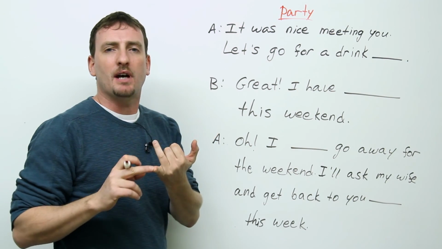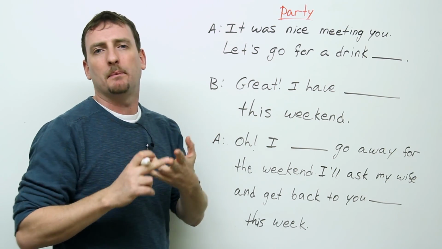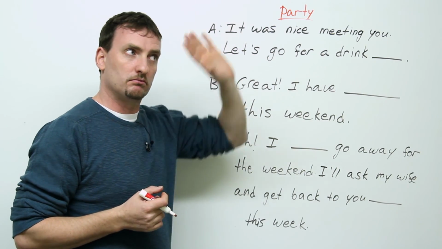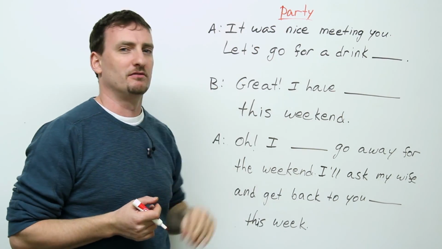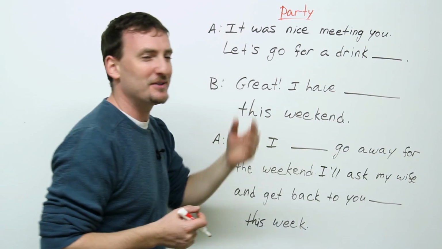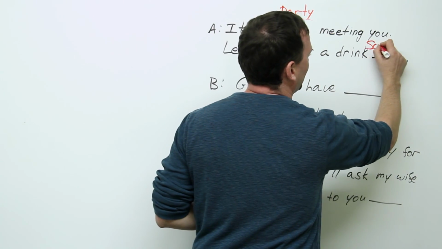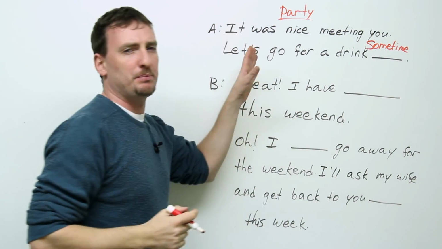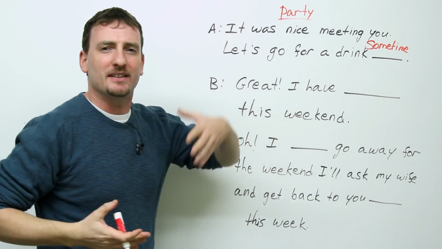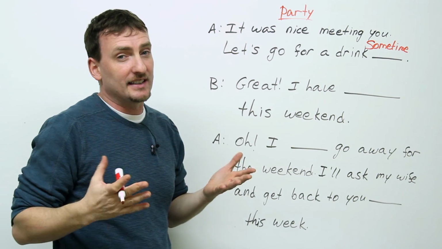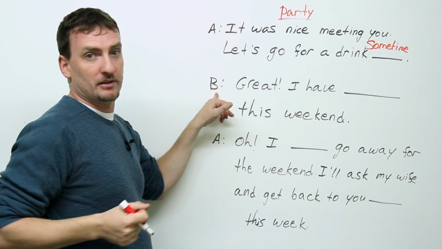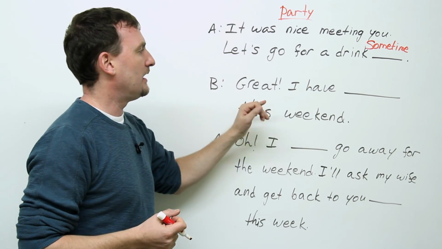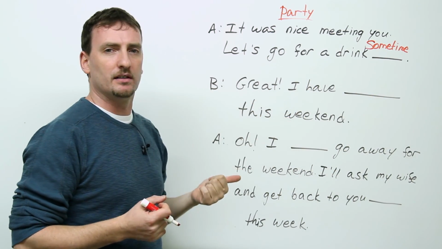Which one do I use? Sometimes, sometime, sometime. Can you guess? Let's go for a drink. Future, right? So, sometime. Now, people often say this. They meet somebody new, they say, let's go for a drink. They're just being polite. What happens? Person B, he's very happy, right? Or she's very happy. "Great, I have some time this weekend."